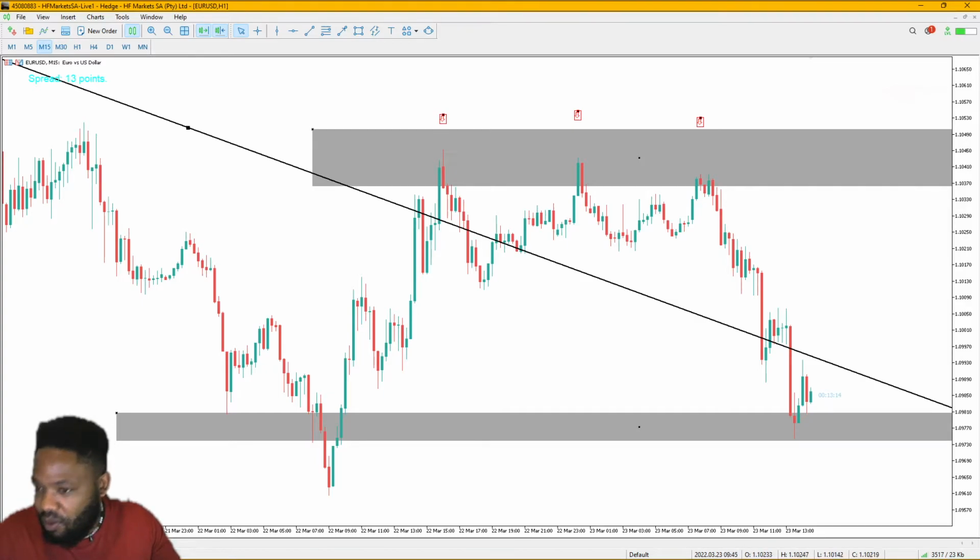So it started a downtrend. When you look at the downtrend, you can see that it has plotted multiple wick rejections going down, right? Wick rejections going down, wick rejections going down. So we're looking for sells.